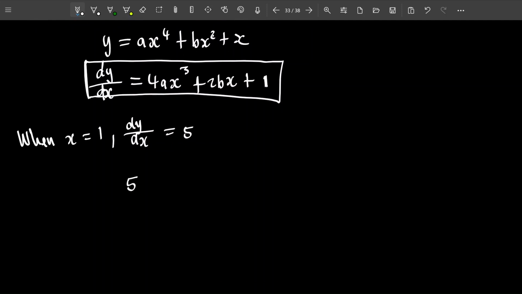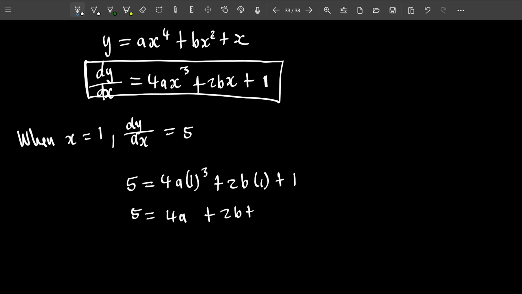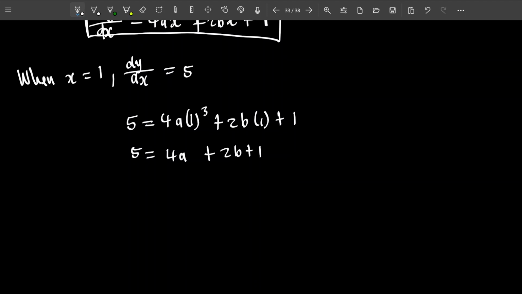So we can say 5 will be equal to 4a, and where there's x, we're putting 1, by 1 cubed. We know that it's going to just remain as 4a, plus 2b by 1, and then plus 1. So 5 is equal to 4a, because 1 cubed is just 1, times 4 is 4a, plus 2b times 1 is just 2b, and then plus 1. Then I can take this 1 to the other side. 5 minus 1 is equal to 4a plus 2b. 4 is equal to 4a plus 2b.